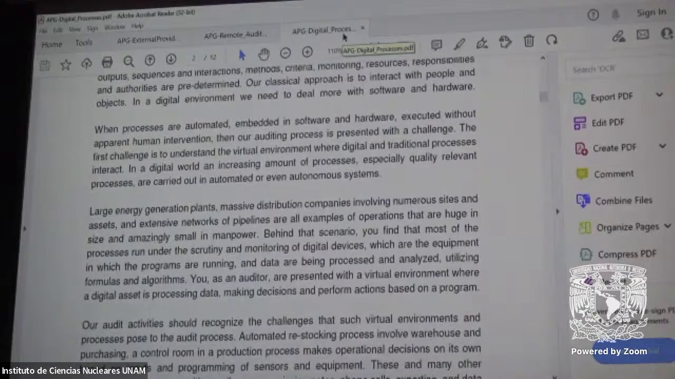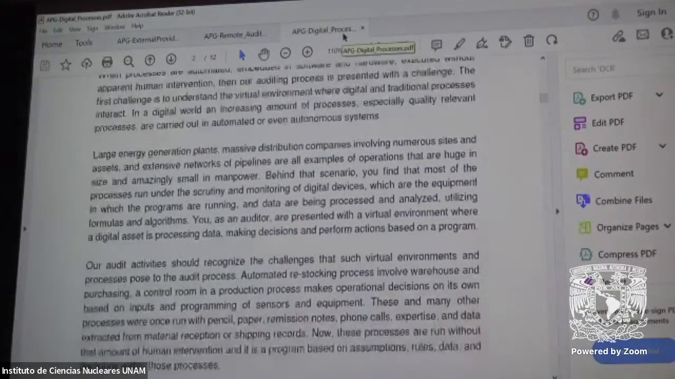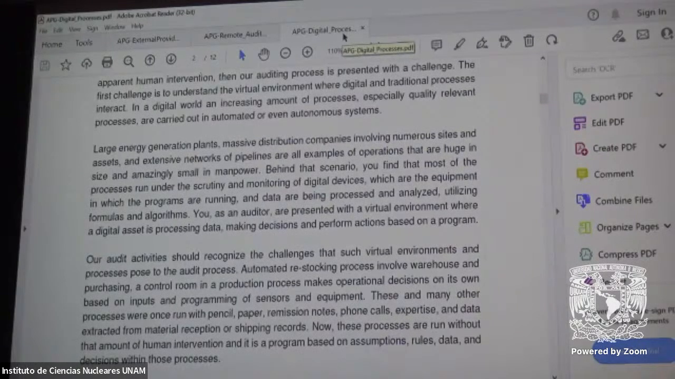The second paragraph there, it says, when processes are automated, embedded, we're faced with a challenge. The first challenge is to understand the virtual environment where digital and traditional processes interact. Okay, we've understood that. Large energy generation companies involving sites and extensive networks and pipelines. What they're saying here is that the digital interaction is not necessarily all in one place.